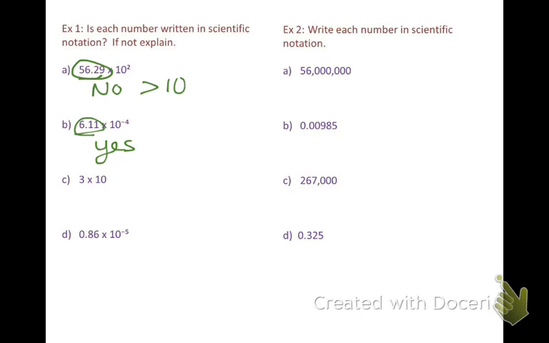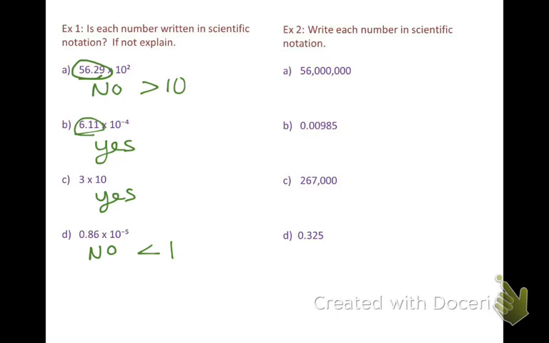Okay, C. 3. Is 3 between 1 and 10? Yes. Okay, D. Is 0.86 or 86 hundredths between 1 and 10? No. So you're going to say this time it's less than 1, because 0.86 is less than 1. Because you have to explain if it's no.